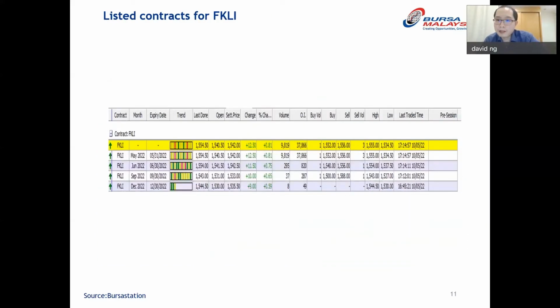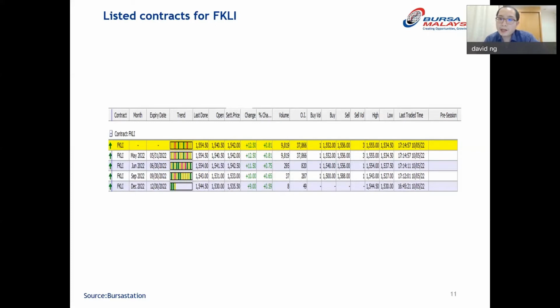If you look at FKLI, it's also the same thing. So listed contracts are always the current month, the next month and the next 2 quarterly calendar months. So it'll be September, December, March, and June. So right now we have May, which is currently actively traded, and June, followed by September and December.